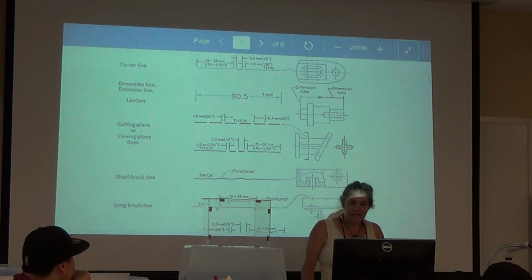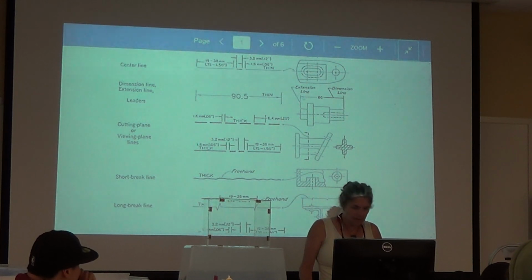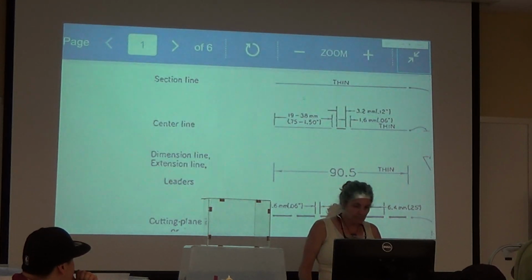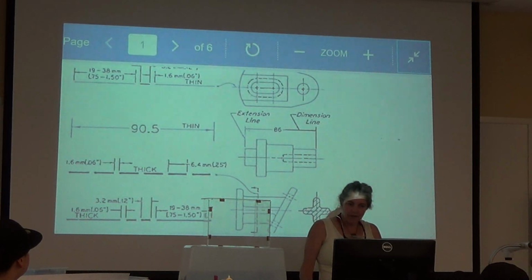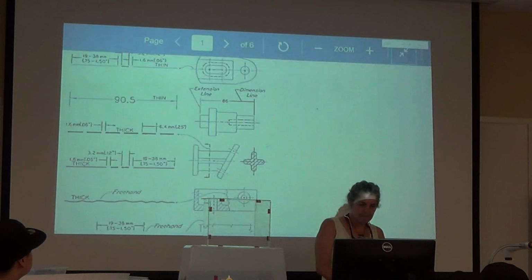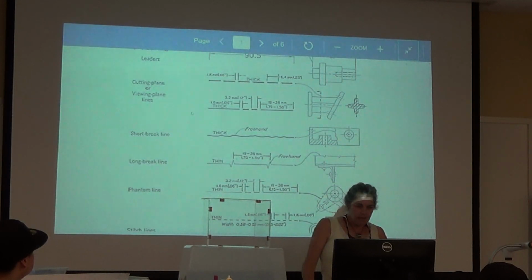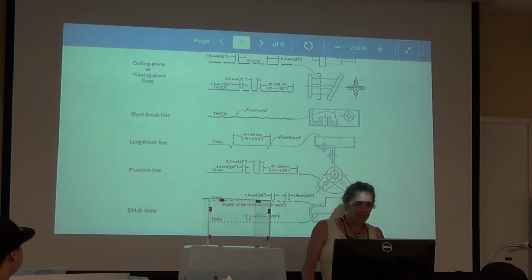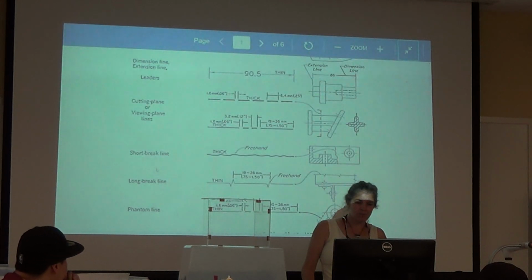The lines that extend from the part are called extension lines, and the dimension lines are the lines that have an arrow here. Can you see the arrow? There's a little arrow here. So these are extension lines, and here's the dimension, and these are dimension lines. Then there are some other lines as cutting plane, short break line, long break line, phantom line, stitch line, so there's a lot of these other lines as well.